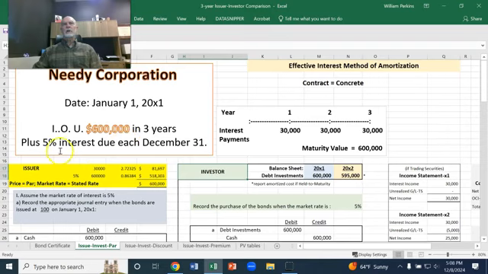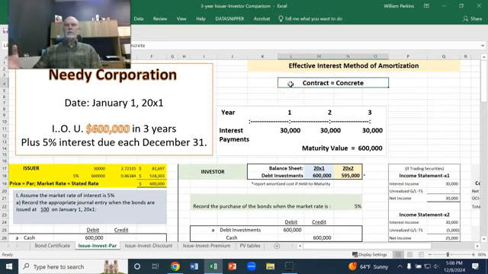Let's assume that we purchase bonds from Needy Corporation, and the bond contract says, I owe you $600,000 in 3 years plus 5% every December. So here's a timeline representing these cash flows according to the contract. And remember that the contract is set in concrete, so the cash flows don't change. What does change is how much we have to pay for this investment at the beginning.